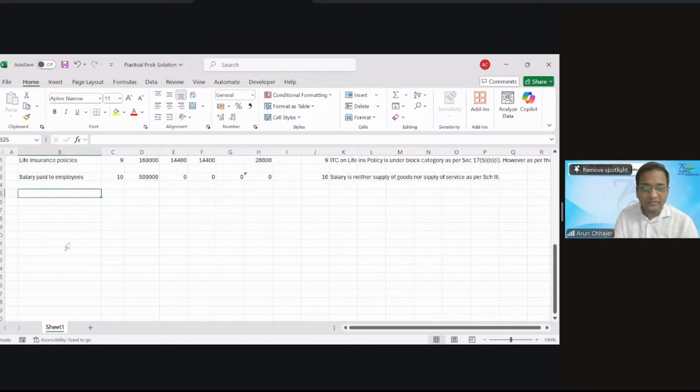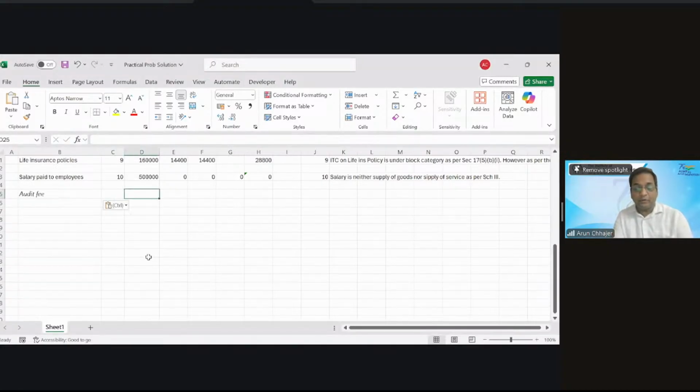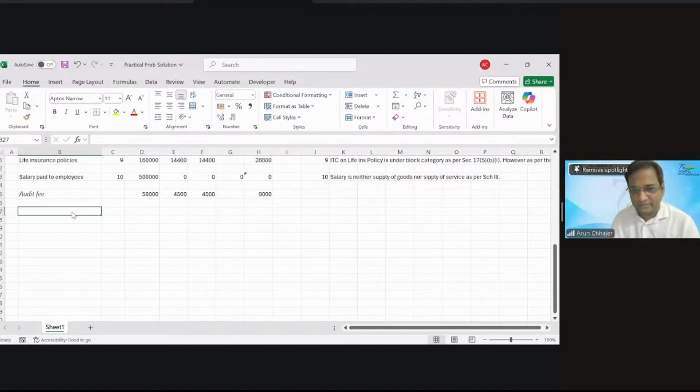Then next is, what was that? Audit fees, and the amount is 50,000. So service provided by the CA comes under forward charge or RCM? It comes under forward charge, normal charge or forward charge, whatever you can say. ठीक है.